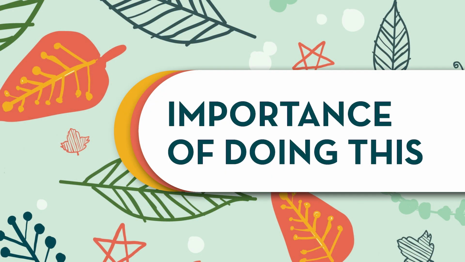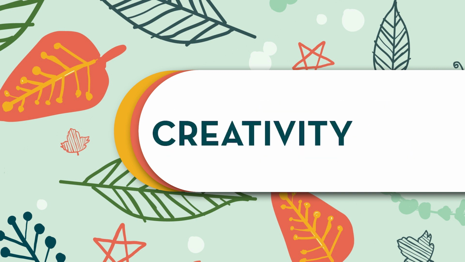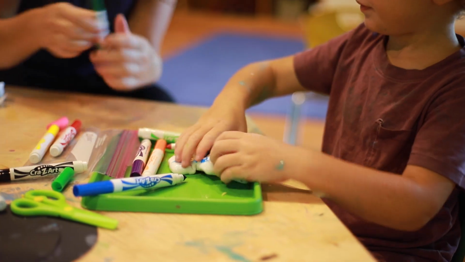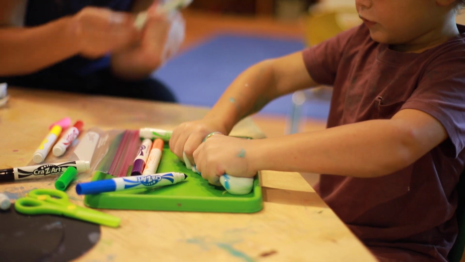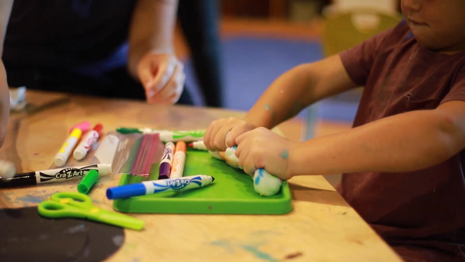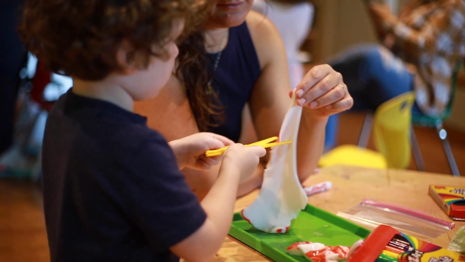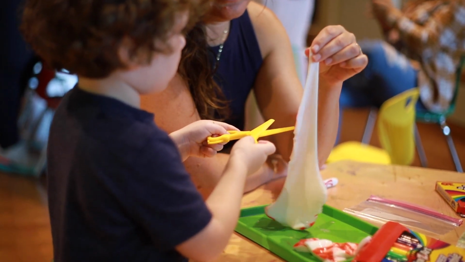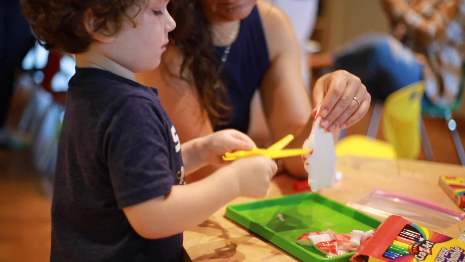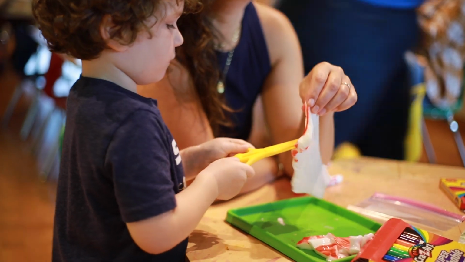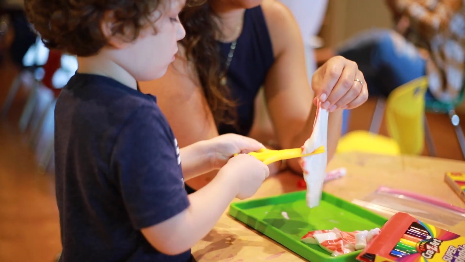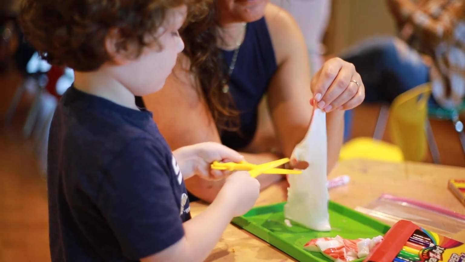The importance of doing this. Creativity. Sensory play allows children to direct their own learning. Think about the simple act of playing with that pumpkin Play-Doh. Some children will use the dough to make an artistic creation. Others will experiment with the properties of the dough. How far can they stretch it? Can they cut it with scissors? How thin can they roll it before it breaks apart?